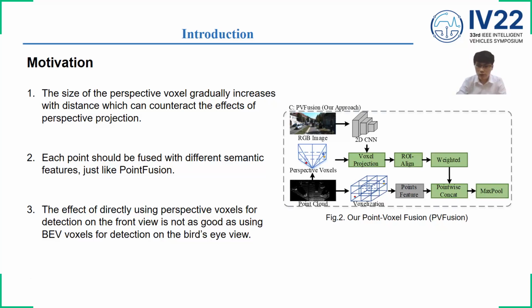We found that the size of the perspective voxel gradually increases with distance, which can counteract the effects of perspective projection. Also, it's accurate to perform feature fusion at the point level, and it's better to do object detection on the bird's eye view. As shown in Figure 2, we use perspective voxel projection to obtain the semantic information corresponding to each point, and then fuse it with the geometric information of each point. Then we use the fused information to do object detection on the bird's eye view. We name our method Point-Voxel Fusion. We build a multimodal object detection framework based on PVFusion.